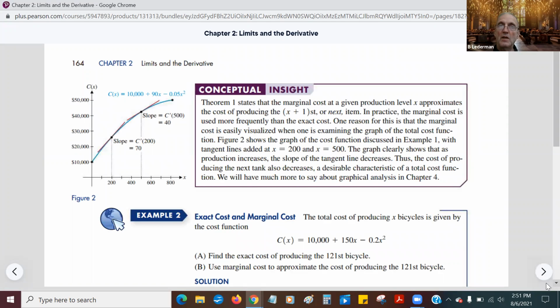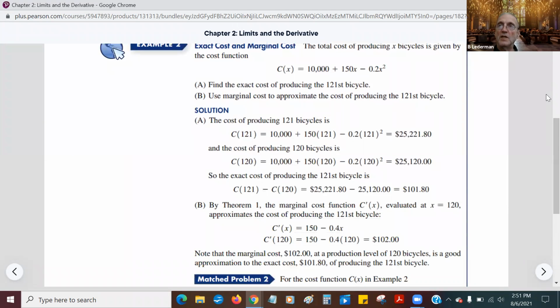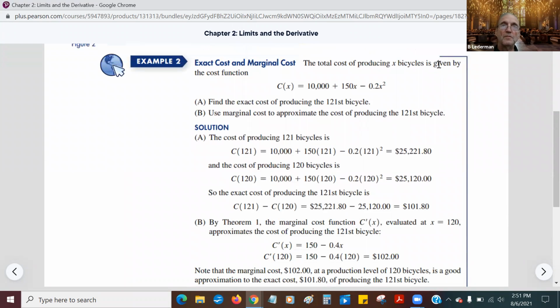Okay. Let's do another example. Example 2. The total cost of producing X bicycles is given by the cost function C of X equals 10,000 plus 150X plus 0.2 X squared. Find the exact cost of producing the 121st bicycle. Oh, this is math 121, and we want to find the 121st bicycle. It's so fitting. Use marginal cost to approximate the cost of producing the 121st bicycle.